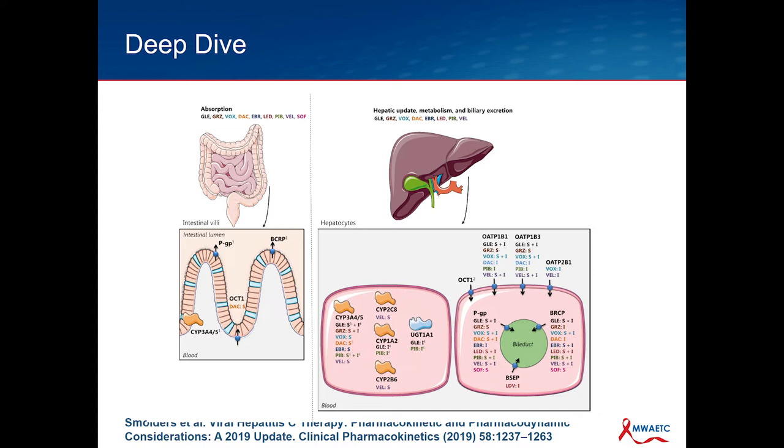But not to dwell deep on this slide, just to orient you and give you some appreciation: on the left-hand side, when we look at absorption, there are lots of different ways and transporters that drugs go from the intestinal lumen into the bloodstream. Just because we interfere with or inhibit one doesn't mean a drug can't migrate a different way. Same thing when we look at metabolism. Over here on the right-hand side, you can see that the cytochrome P450 plays a strong role in the metabolism of a lot of the direct-acting antivirals.